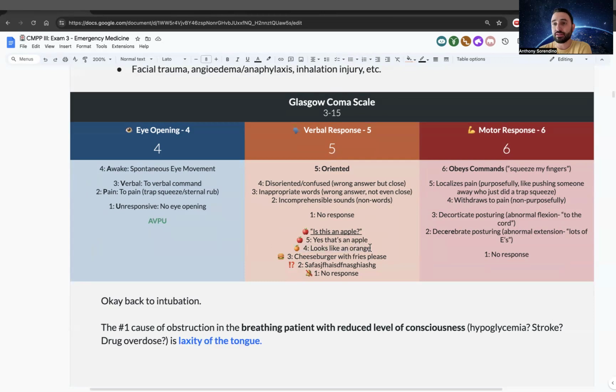Or if you say, is this an apple? And they say that's an orange. Like they're close. They kind of know what you're asking. So they would get a 4. If you say, where are you? And they say cheeseburger with fries. It's great that you said words, but you're going to be a 3 for that.